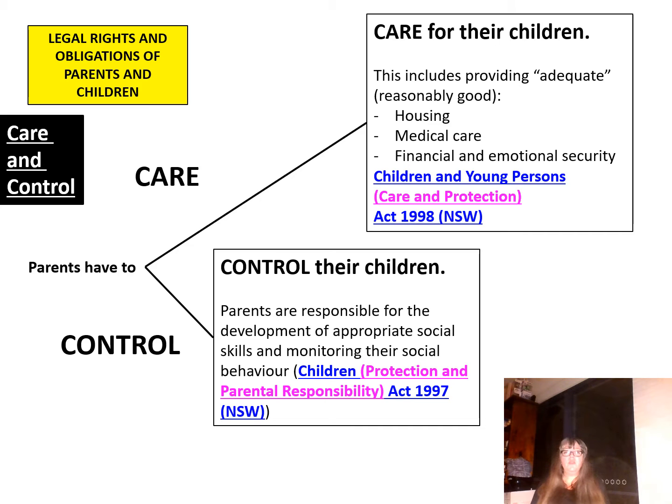Okay, so parents have to have care and control. So care for children means that they provide adequate, that is reasonably good, housing, medical care, financial and emotional security. This is from the Children and Young Persons Care and Protection Act of 1998, I can't read numbers. Control of their children: parents are responsible for the development of appropriate social skills and monitoring their social behaviour. Child Protection and Parental Responsibility Act of 1997, New South Wales.